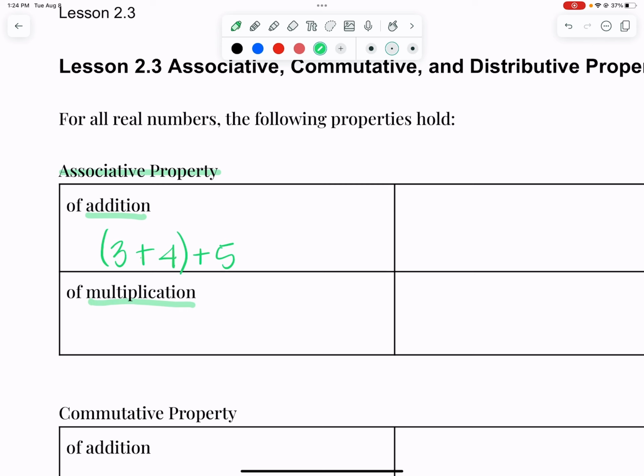Well, here's what the associative property says. This is kind of like the grouping property. It says I can do 3 plus 4 and then add 5, or I can get exactly the same result by grouping the 4 and the 5. Either way, both sides of that equation give me 12.